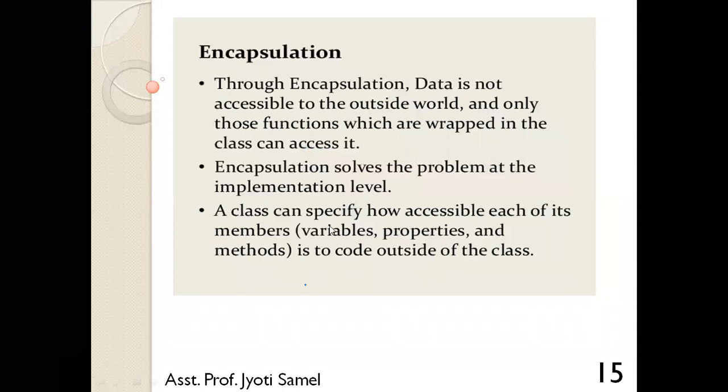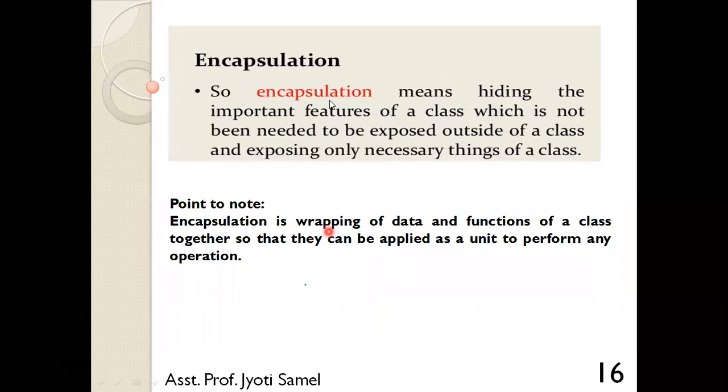Encapsulation. Through encapsulation, data is not accessible to the outside world, and only those functions which are wrapped in the class can access it. Encapsulation solves the problem at the implementation level. A class can specify how each of its members, that is variables, properties and methods, is accessible to code outside of the class.